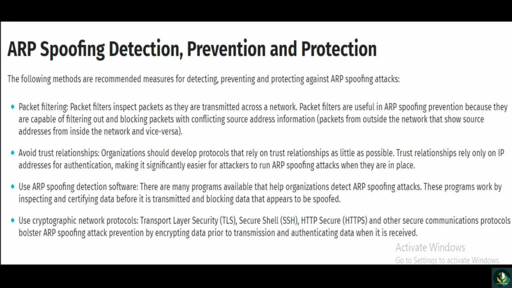ARP spoofing detection. Packet filtering: packet filters inspect packets as they are transmitted across a network. Avoid trust relationships: organizations should develop protocols that rely on trust relationships as little as possible. Use ARP spoofing detection software: there are many programs available that help organizations detect ARP spoofing attacks.